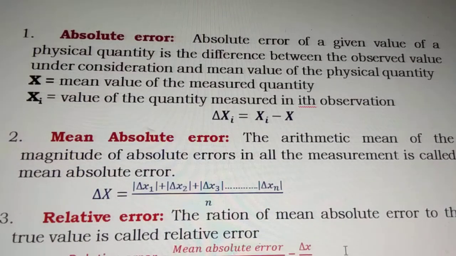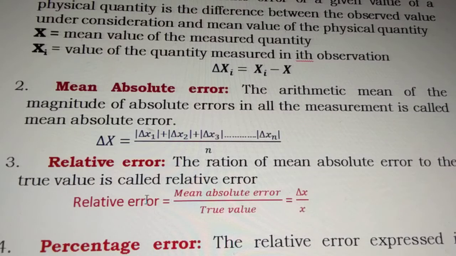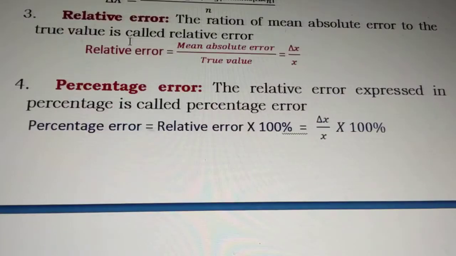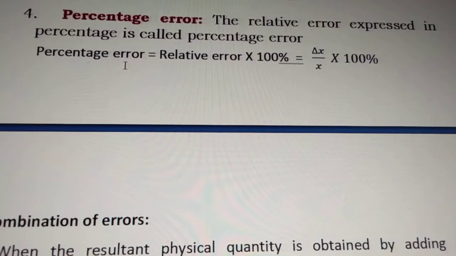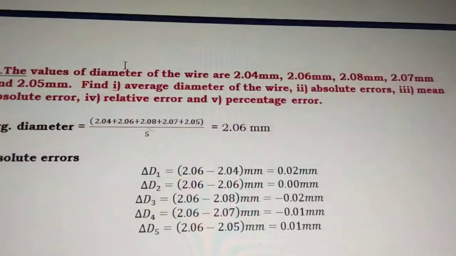Then what is the meaning of relative error? The mean absolute error to the true value of that is termed as the relative error, and the relative error into 100 means you will get the percentage error. Okay. Let us consider one simple example to find out all of these four things: absolute error, mean absolute error, relative error, and also the percentage error.